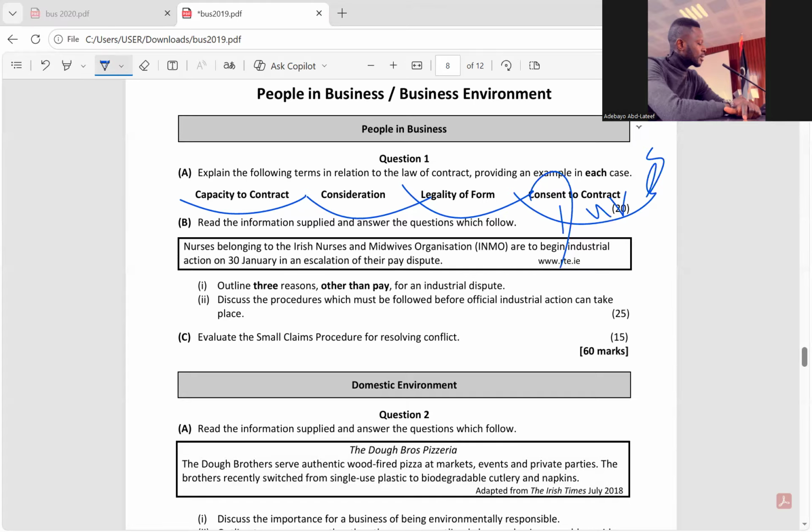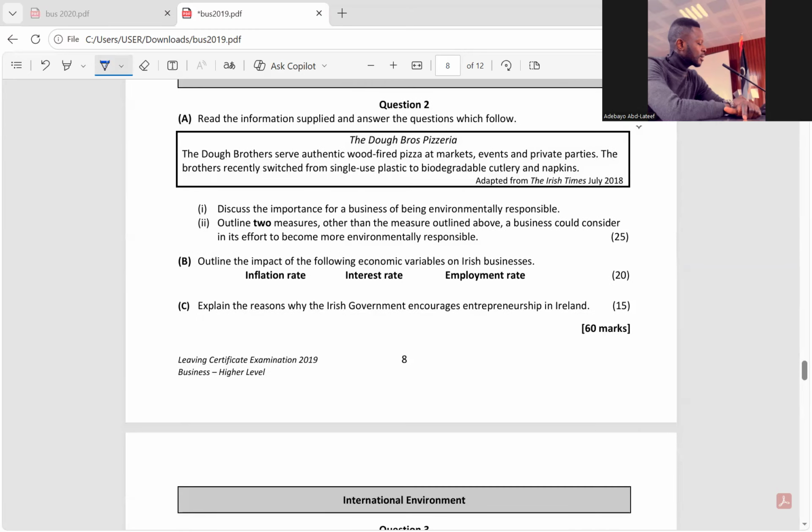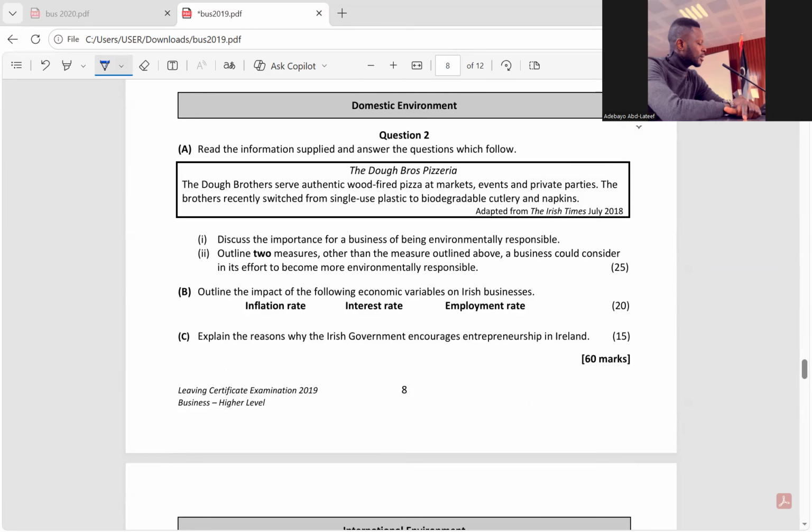Now we have question 2. Question 2B and C. And that's where 2019 is going to end. Question 2B. So let's go to question 2B. Question 2B says, outline the impact of the following economic variables on Irish businesses: inflation rate, interest rate, employment rate. So we're going to start with inflation rate.